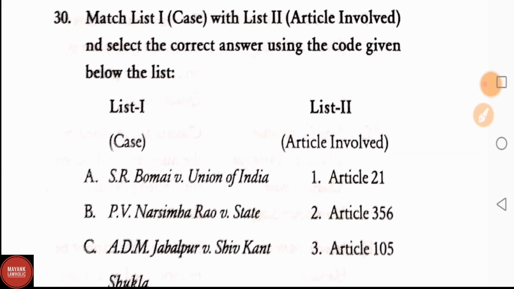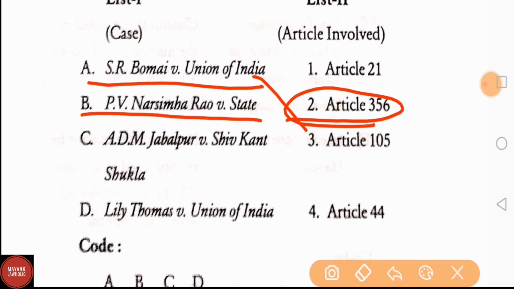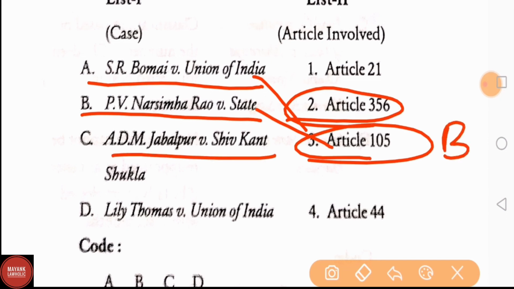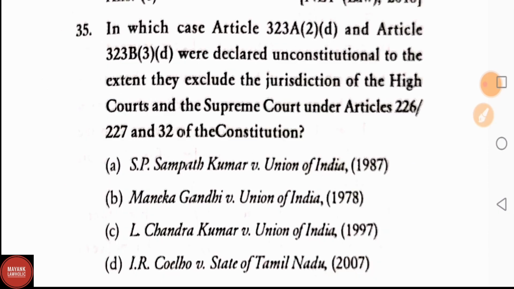Question number 30. Match list 1 with the list 2. The cases with the articles involved and select the correct answer using the codes given below. S.R. Bommai versus Union of India is related to Article 356. PV Narasimha Rao versus State is related to Article 105. ADM Jabalpur versus Shivkant Shukla is related to Article 21, and Lily Thomas versus Union of India is related to Article 44.